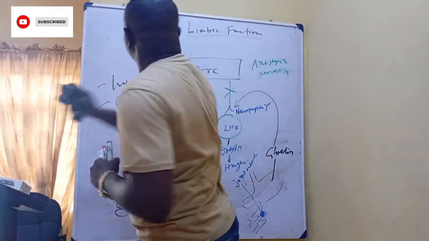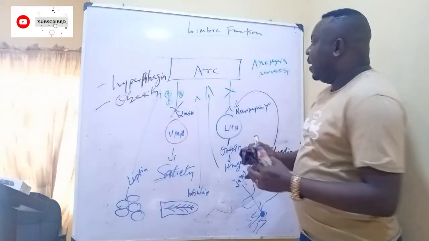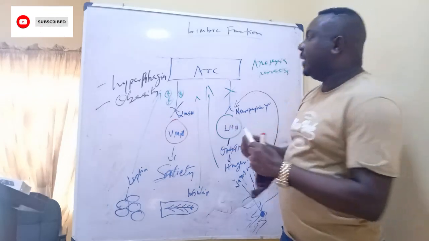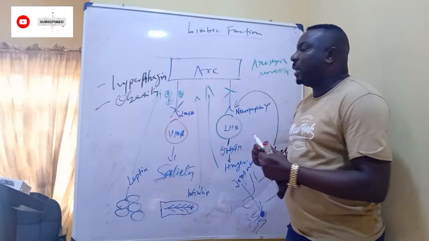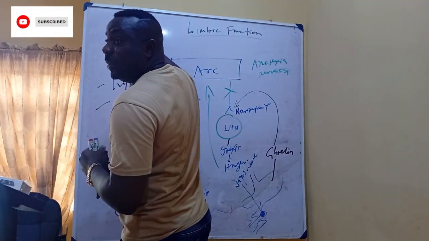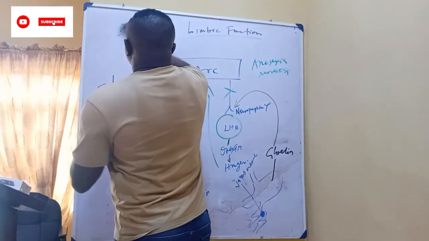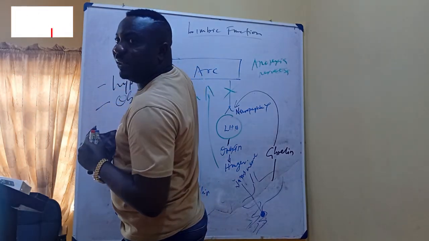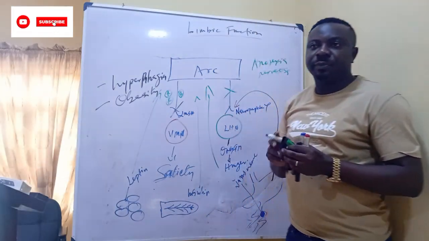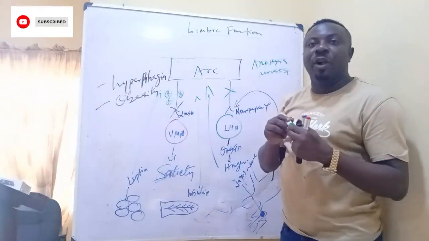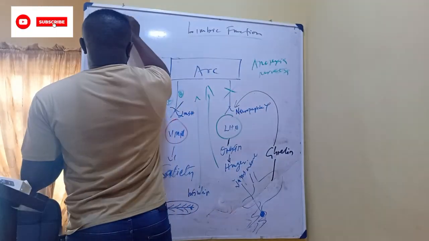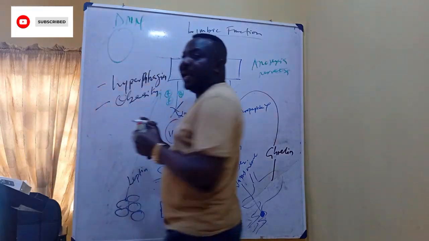Now, another aspect of the hypothalamus that is involved in limbic function is the dorsomedial nucleus. Are you there? Another aspect of the hypothalamus that is involved in limbic function is the dorsomedial nucleus.